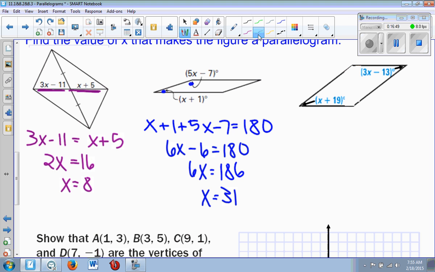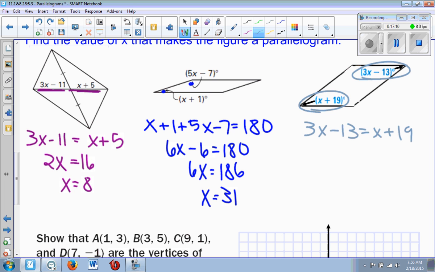Last part of this is these two angles here. Notice the ones that they're pointing to. Those are opposite angles in a parallelogram. In order to be a parallelogram, those opposite angles have to be congruent to each other. That's the property. If they aren't congruent to each other, then it's not a parallelogram.